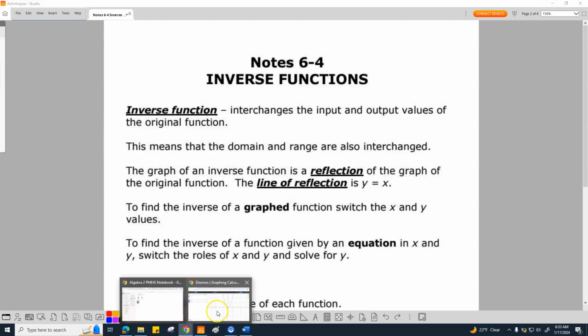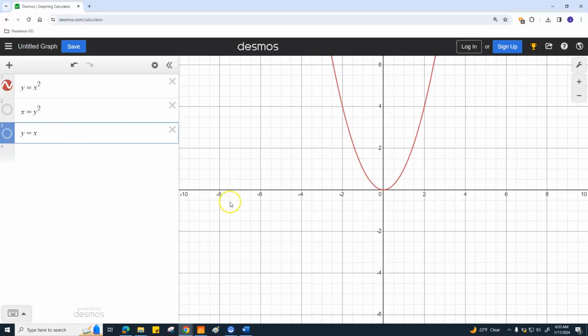Hold up. All right. So this is essentially what we're dealing with. Let's say I had this parent function y equals x squared. What inverses are is you basically switch the x and y. That's what the inverse means. You switch the x and y. So what does that look like? Well, check out this next equation down here.